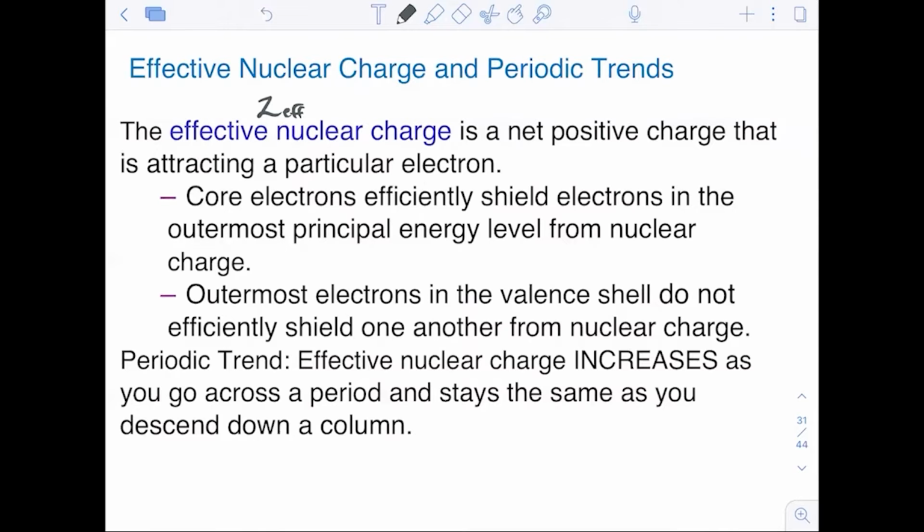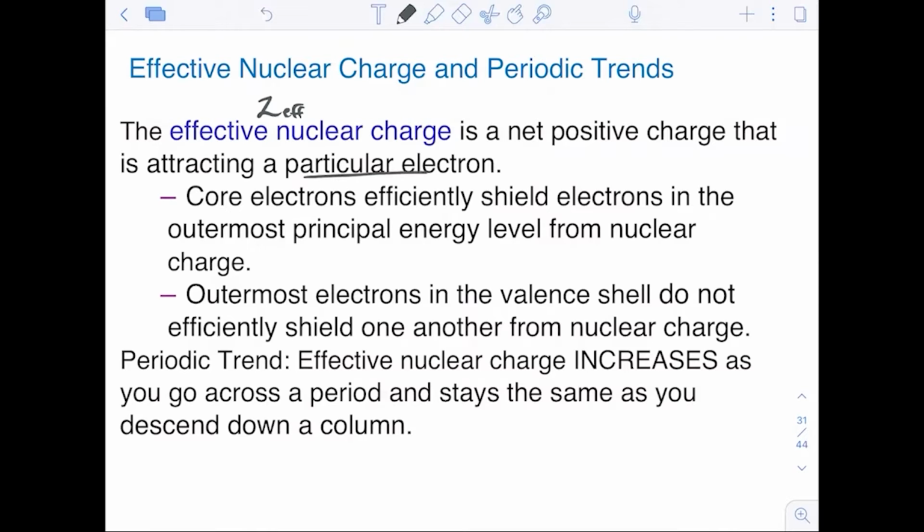S's are lower than P's, P's are lower in energy than D's, and D's are lower in energy than F's. It's because of this effective nuclear charge and the overall idea of shielding electrons. We're going to have different energy levels. Now, core electrons effectively shield the outermost electrons, and so core electrons are not what we're going to be looking at for effective nuclear charge.